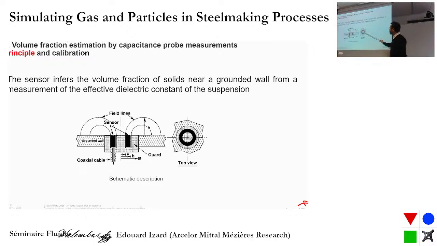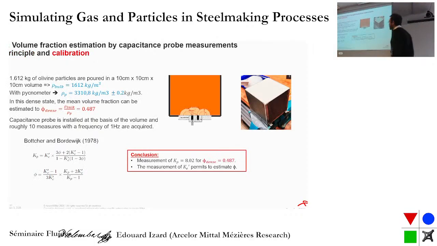So here you have a top view, so it's axisymmetric. And in fact, in this electric field, we know the value in the air because it's something known. And in the presence of particles, we will modify, in fact, the dielectric constant that we measure with this instrument. And there is some law that exists that can permit to retrieve from the dielectric constant the volume fraction of the solid. So we have a calibration step with this procedure.